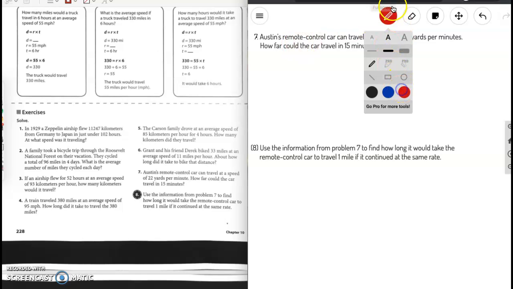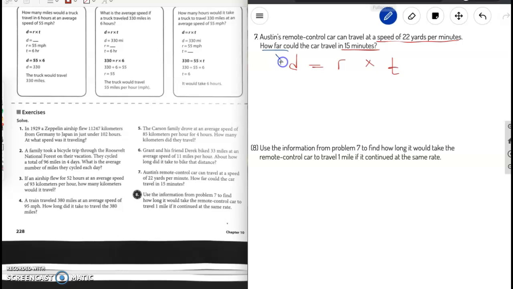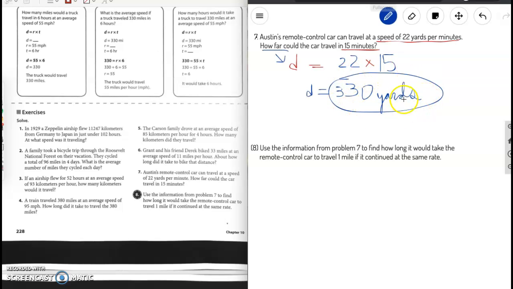Austin's remote control car can travel at a speed of 22 yards per minute. How far could the car travel in 15 minutes? What is our unknown? If you see how far can something go, that's probably going to indicate the distance, right? How far can it go? Okay, let's substitute. What is the rate? 22 yards per minute. Another typo. What's the time? 15 minutes. 22 times 15 equals 330. And what is our unit, guys? Yards, right? Yards. That is another metric of measurement. So his remote control car will travel 330 yards in 15 minutes.